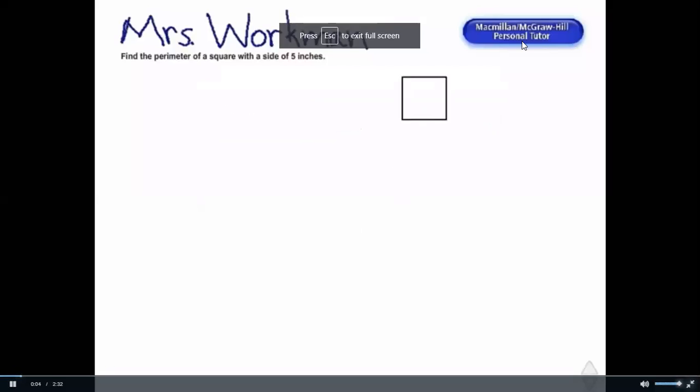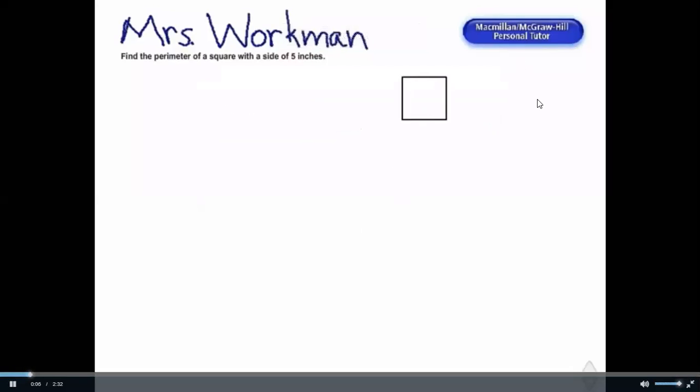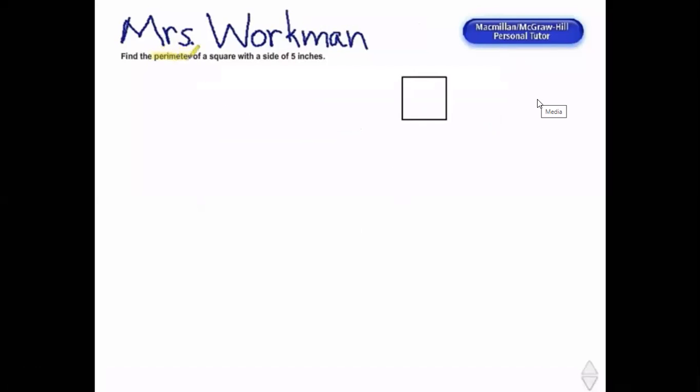Find the perimeter of a square with a side of 5 inches. The key word here is perimeter. Before we begin the problem, let's refresh our memories about perimeter.